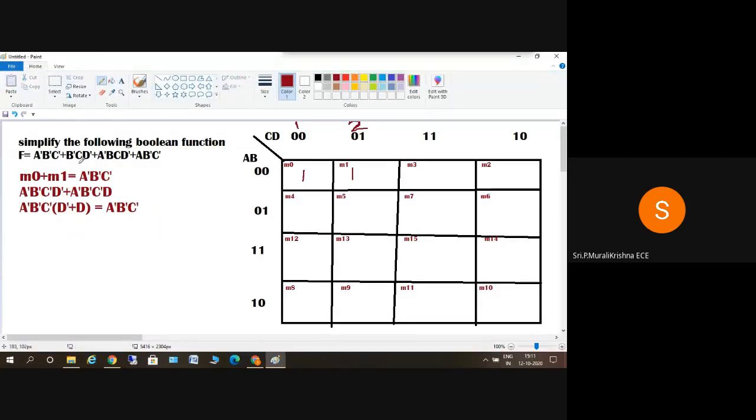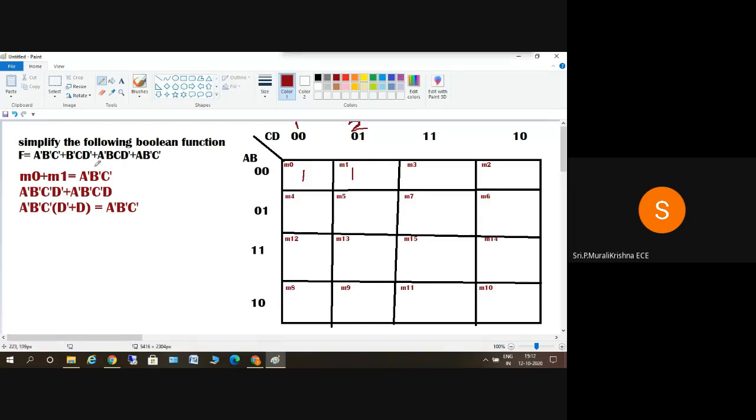Okay, and coming to the next value here, B bar C D bar. So check the row term, what do we have in the row term? We have B bar here, so A is eliminated here, and we have C D bar. So check where is C D bar.